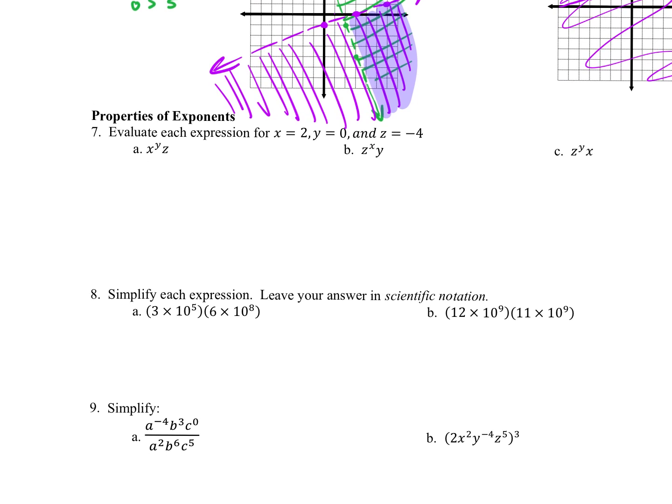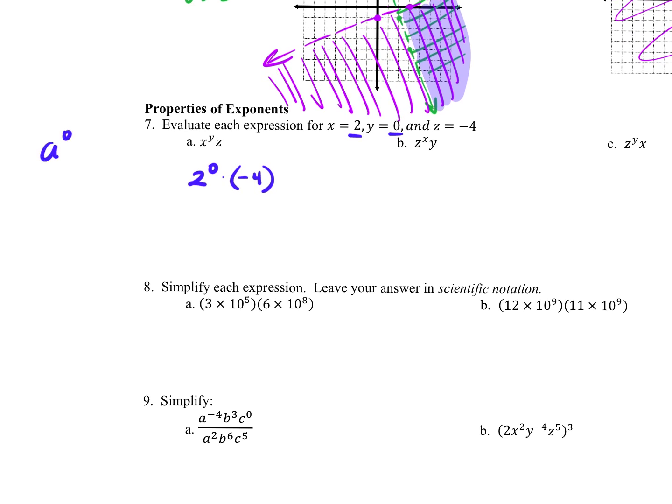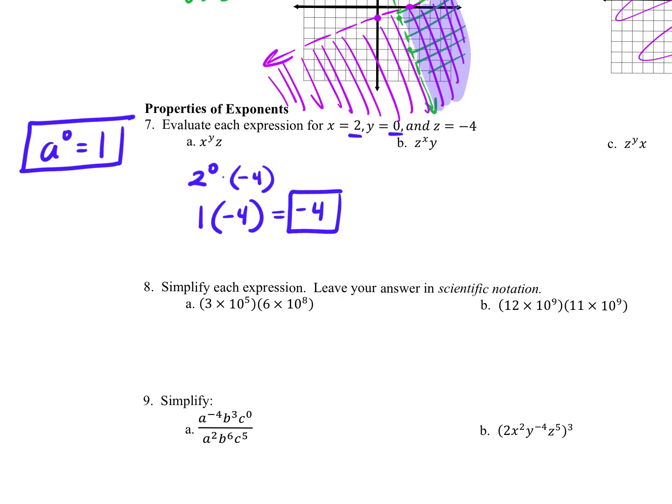So x to the y times z, you're just dropping numbers in. So this is 2 to the 0 power times negative 4, okay? What is something to the 0 power? 1. It's 1. Anything to the 0 power, maybe you want to write that down as one of the properties. A to the 0 power is always 1, okay? Put that on your note card. Anything to the 0 equals 1. So 2 to the 0 power, that's 1, times a negative 4. So that's just negative 4, okay?